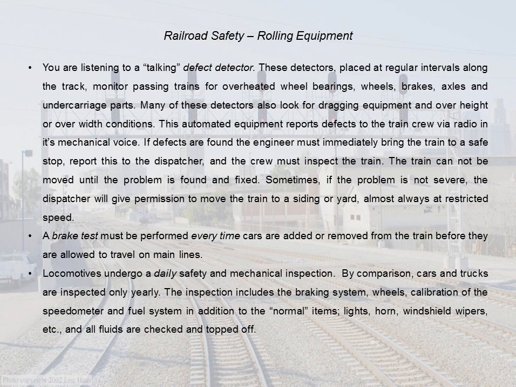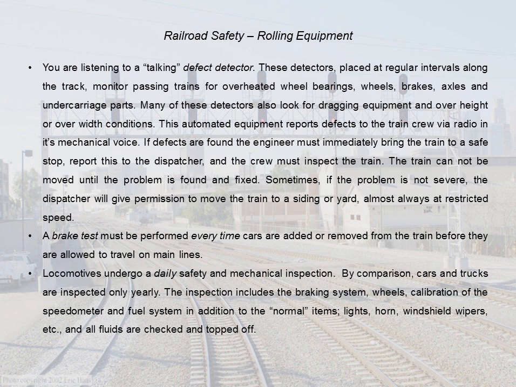These detectors, placed at regular intervals along the track, monitor passing trains for overheated wheel bearings, wheels, brakes, axles, and undercarriage parts. Many of these detectors also look for dragging equipment and over height or over width conditions. This automated equipment reports defects to the train crew via radio in its mechanical voice.